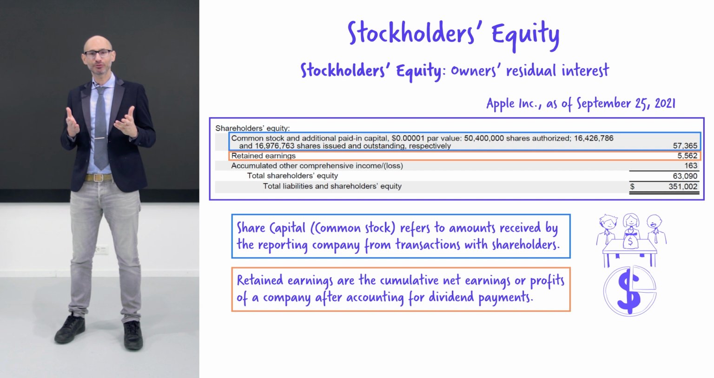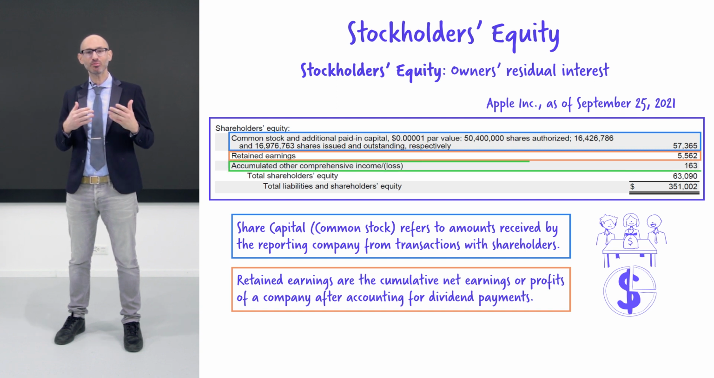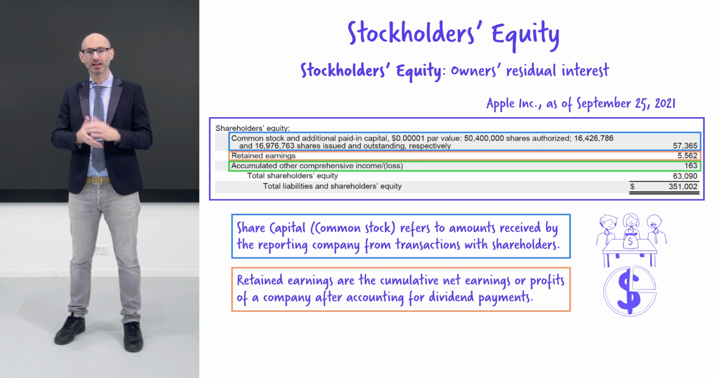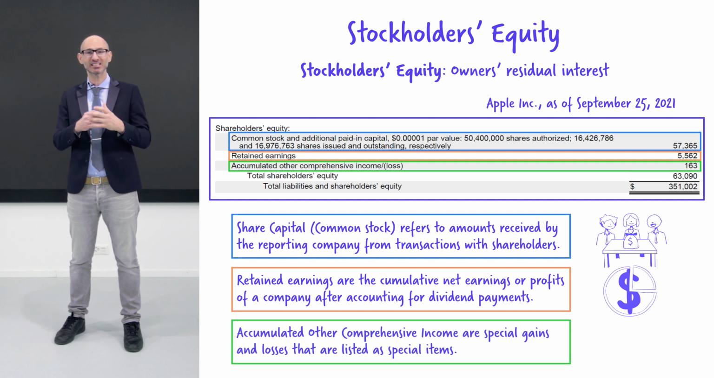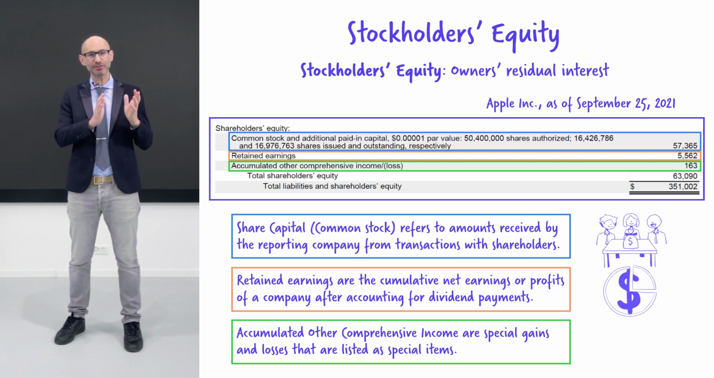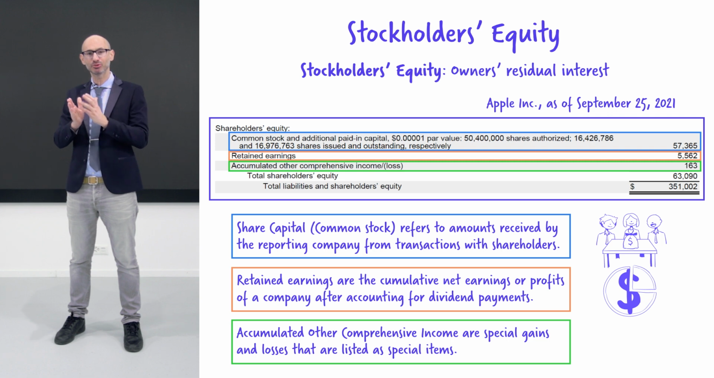The last part of the equity section is accumulated other comprehensive income. These are special gains and losses that are listed as special items. It is too complex to explain in a few words in this session, but I have a video later on that digs deep into this section.